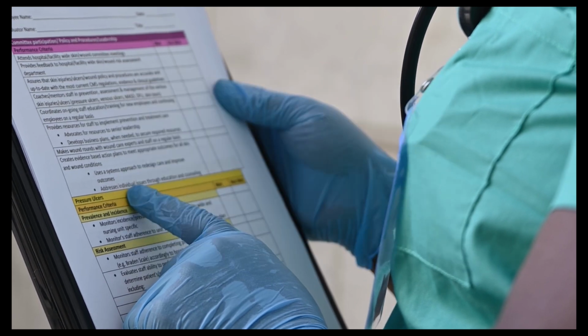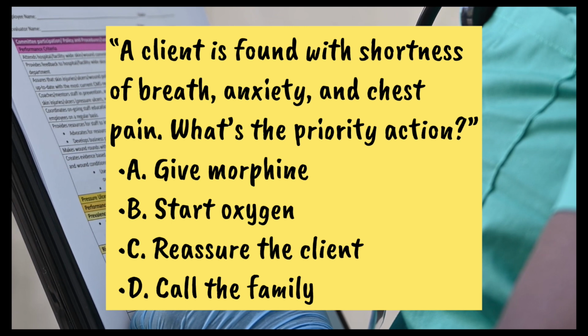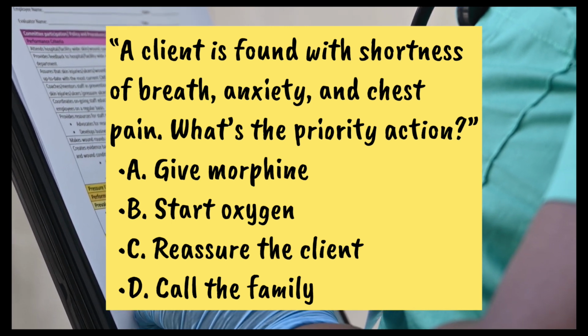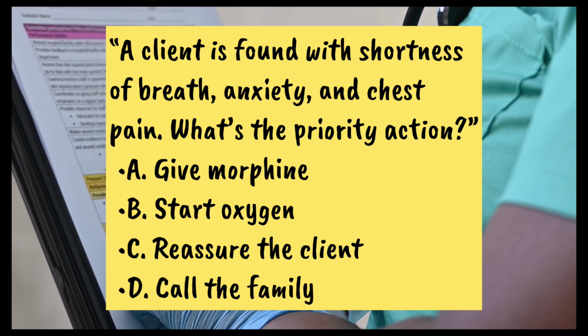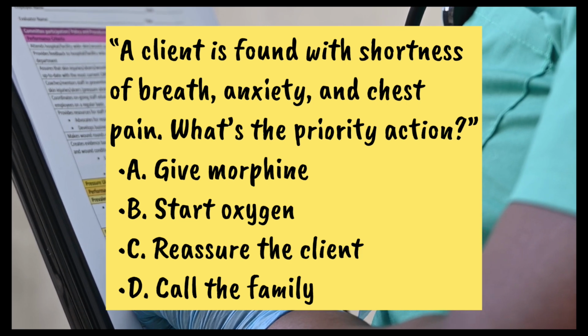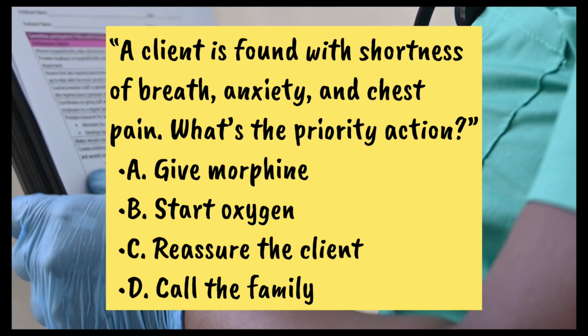Next question. A client is found with shortness of breath, anxiety, and chest pain. So, what's the priority action here? A. Give morphine. B. Start oxygen. C. Reassure the client. D. Call the family. So, here we will use this strategy, ABC. Always apply the ABC, airway, breathing, circulation strategy here.